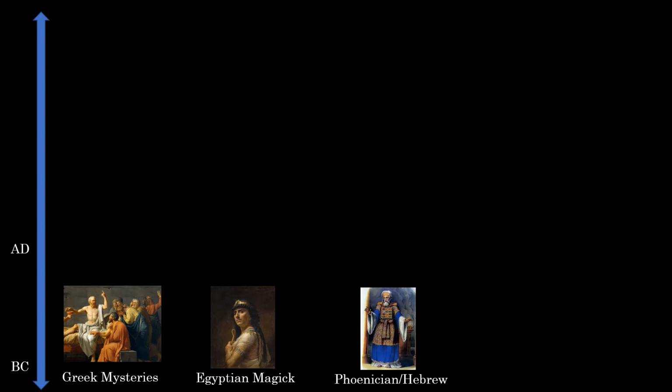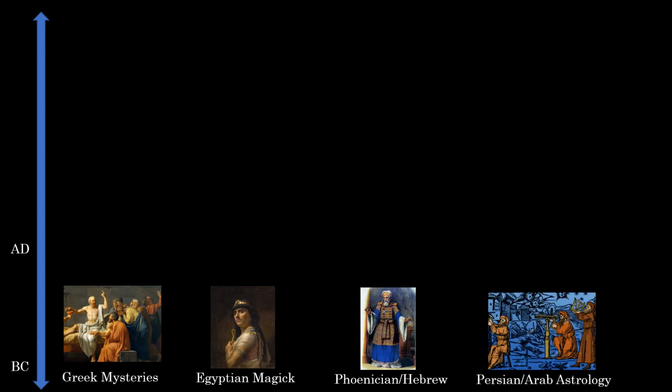Next to it we have the Egyptian magic. As I said, in the Talmud, the world was given 10 units of magic, and Egypt got 9 of those. So Egypt is definitely one of the superpowers of magic in history. And next to them, of course, we have the Phoenician, early Phoenician, and then later the Hebrew. So these three cultures blended.